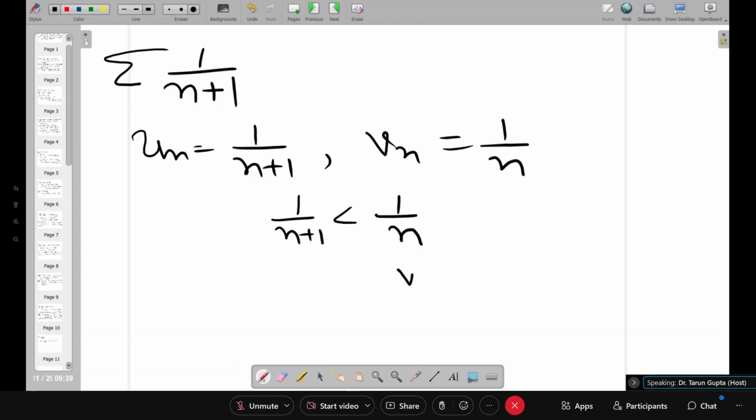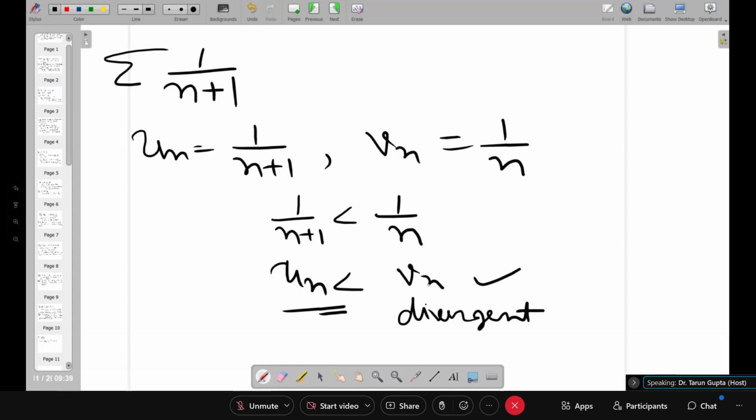But this is our vn and this is our un. So here you cannot say anything because this vn series is divergent. Why am I taking this? This is divergent, but if the greater series is divergent, then for the lesser series we cannot say anything. So that's why I am taking this question. Here the lesser sequence we are not able to find.